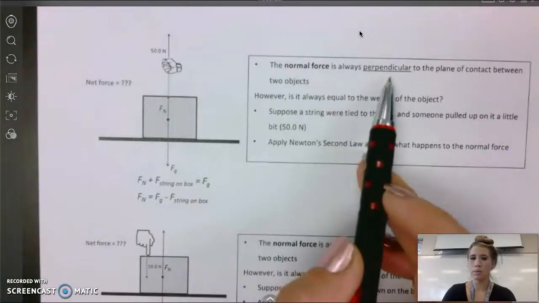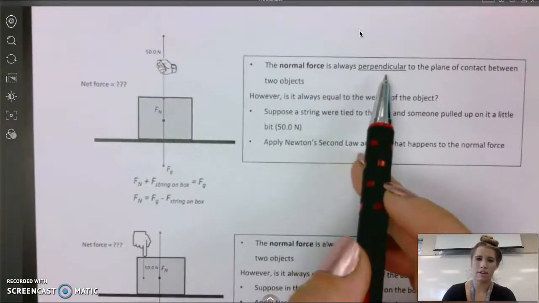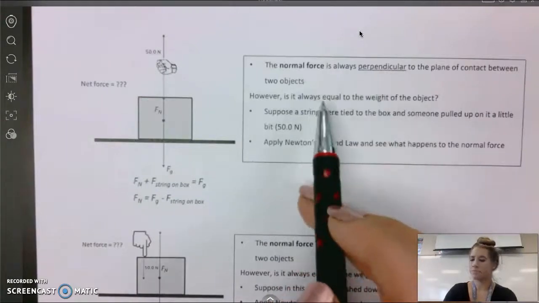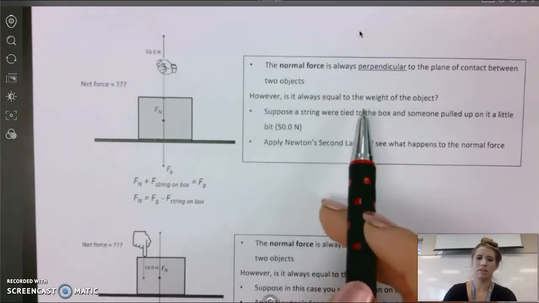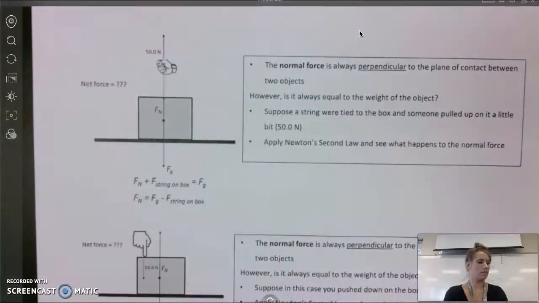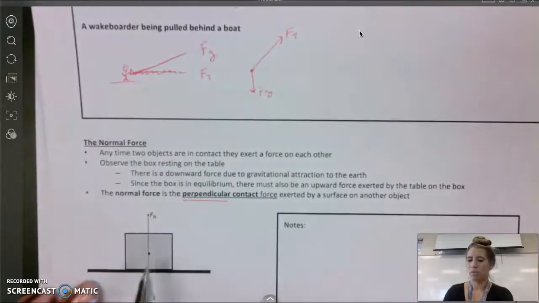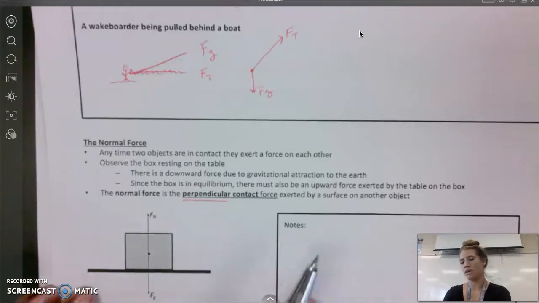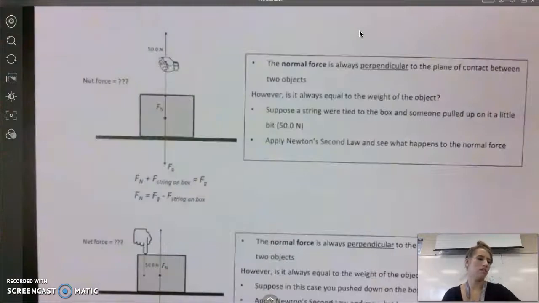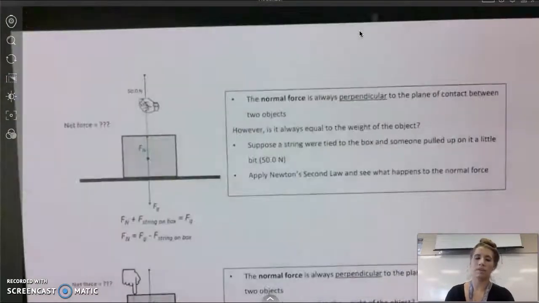Normal force is always perpendicular to that plane of contact, but it doesn't always necessarily equal weight. Like here, normal force was equal and opposite of force due to gravity, and we've said force due to gravity is the weight of the object. So the normal force would equal, magnitude-wise, the weight. But that's not always the case.